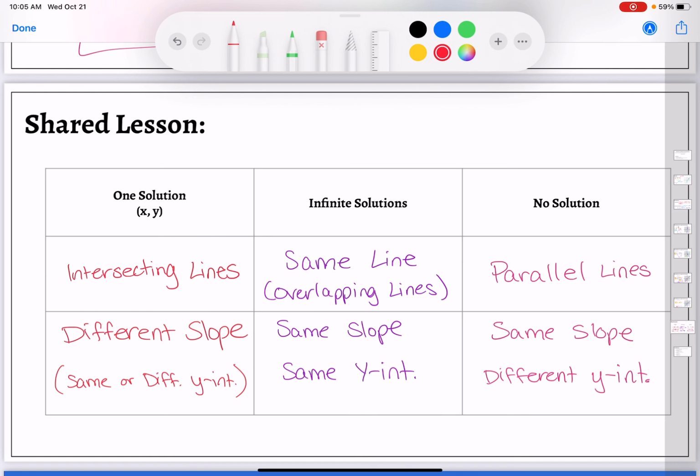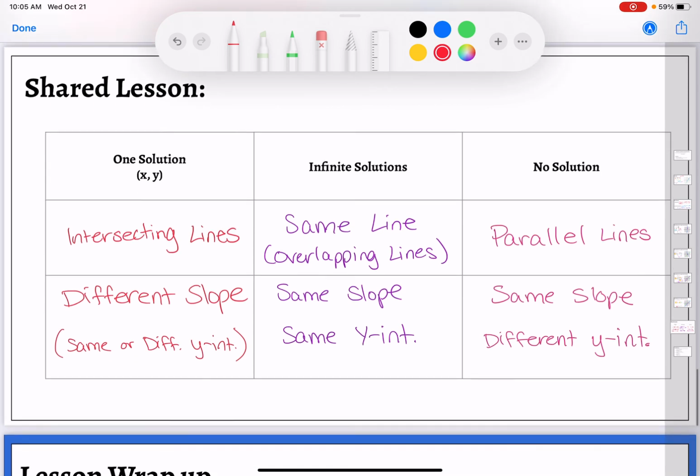Hopefully that kind of helps you wrap some things up, and then you don't always have to graph them if you can look for those kind of clues. Ooh, they have the same slope and they have the same or different y-intercepts. I know that they're going to have infinite or no solutions. Now, on your homework tonight, you still have to graph them because you have to practice, but in the future, you can have a little clue using this table.